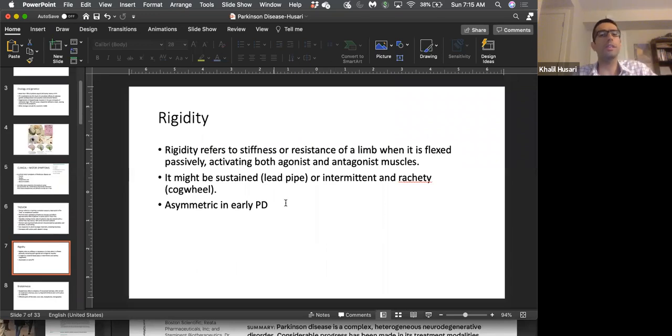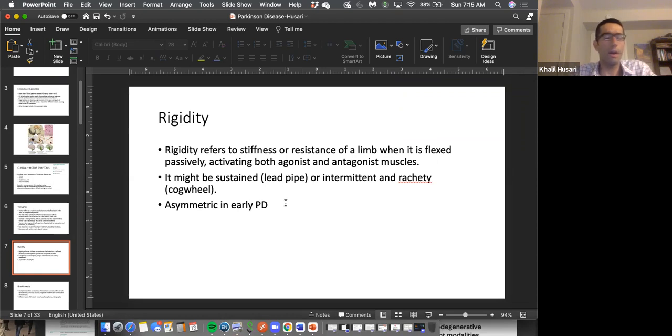Rigidity refers to stiffness or resistance of a limb when it's flexed passively, activating both agonist and antagonist. It can be either sustained, smooth all over, which we call lead pipe rigidity, or intermittent and ratchety, which we call cogwheel rigidity, okay? It's also asymmetric in early Parkinson's disease as well.